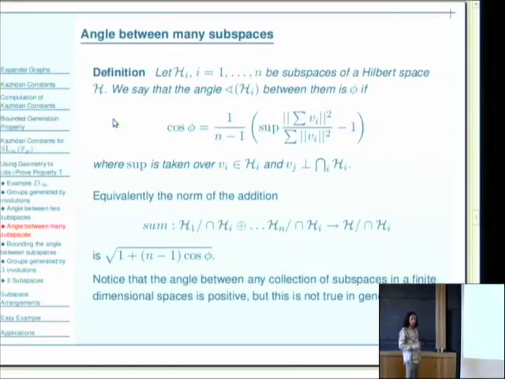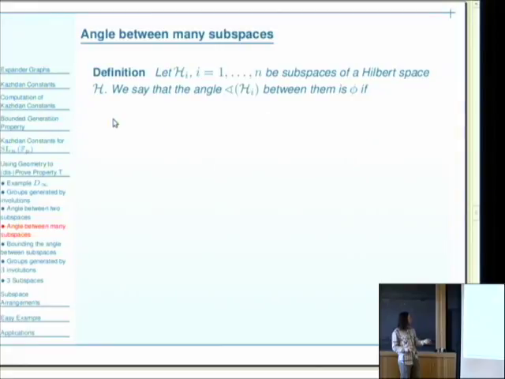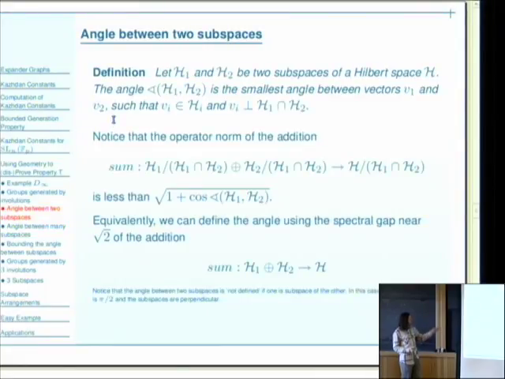Something which is more or less obvious: if you work in a finite dimensional space, then the angle is always positive. Essentially, the only way to get an angle 0 is if you have an intersection, but we are modding out the intersection. And then you use some kind of compactness: the spectrum is discrete, so you always have a spectral gap and so on. In a general Hilbert space, you may not have a spectral gap and the angle may be 0 for a non-trivial configuration.